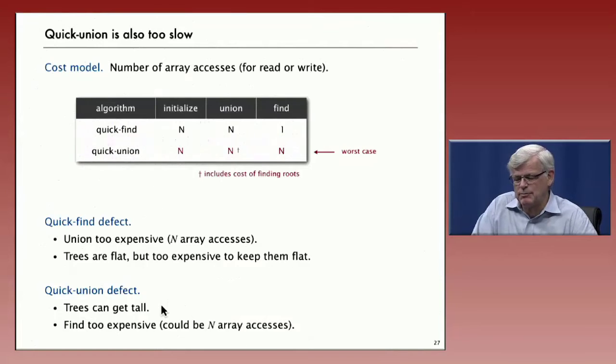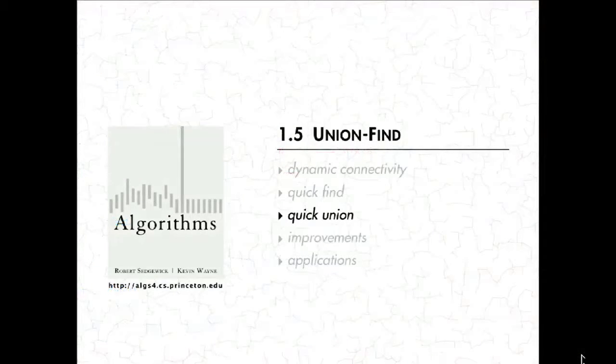You could wind up with a long skinny tree of each object just pointing to the next, and then to do a find operation for the object at the bottom would involve going all the way through the tree, involving n array accesses just to do the find operation. And that's going to be too slow if you have a lot of operations.